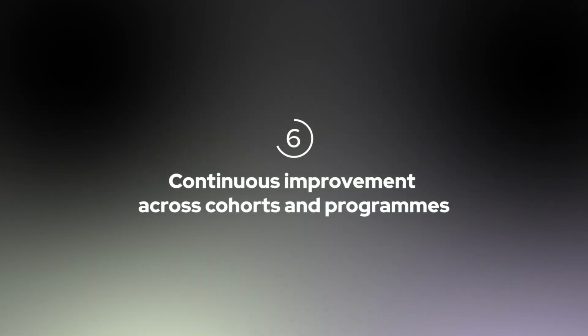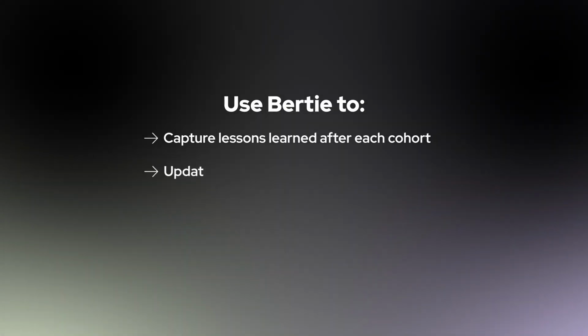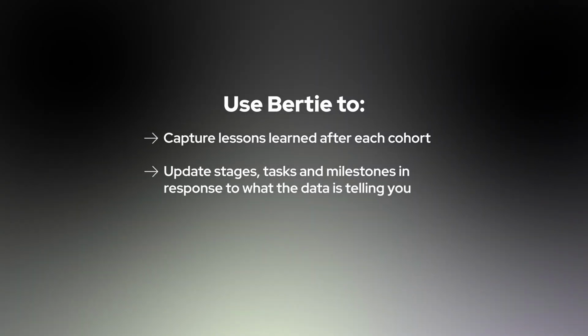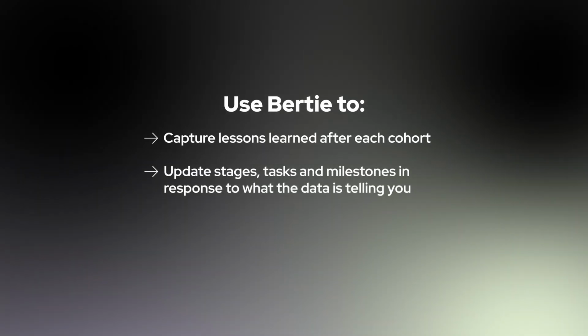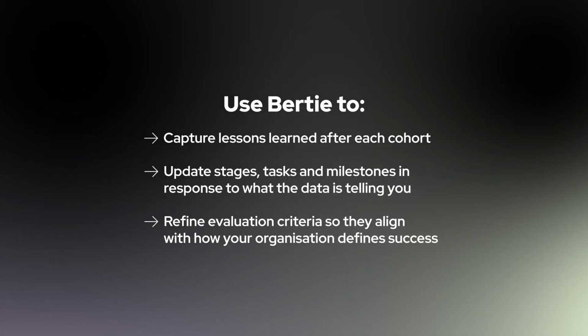Step 6, continuous improvement across cohorts and programs. Successful program managers treat their programs as living systems, not fixed products. Over time, you'll use Bertie to capture lessons learned after each cohort, to update stages, tasks, and milestones in response to what the data is telling you, to strengthen your Knowledge Hub resources where gaps or repeated questions appear, or to refine evaluation criteria so they align with how your organization defines success.